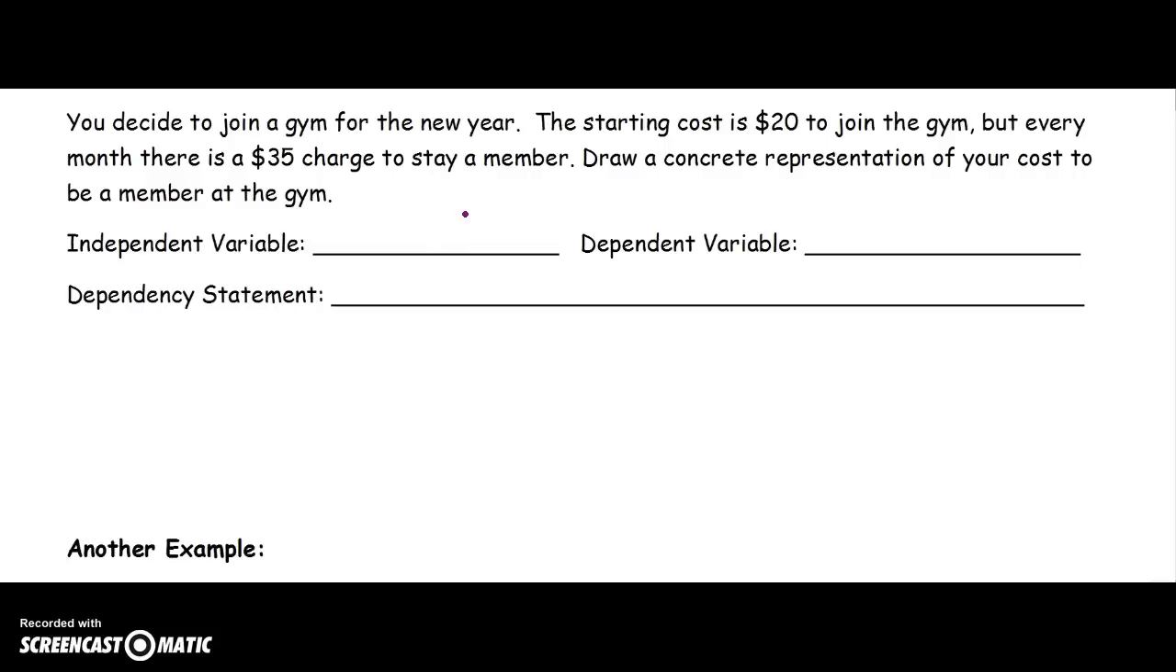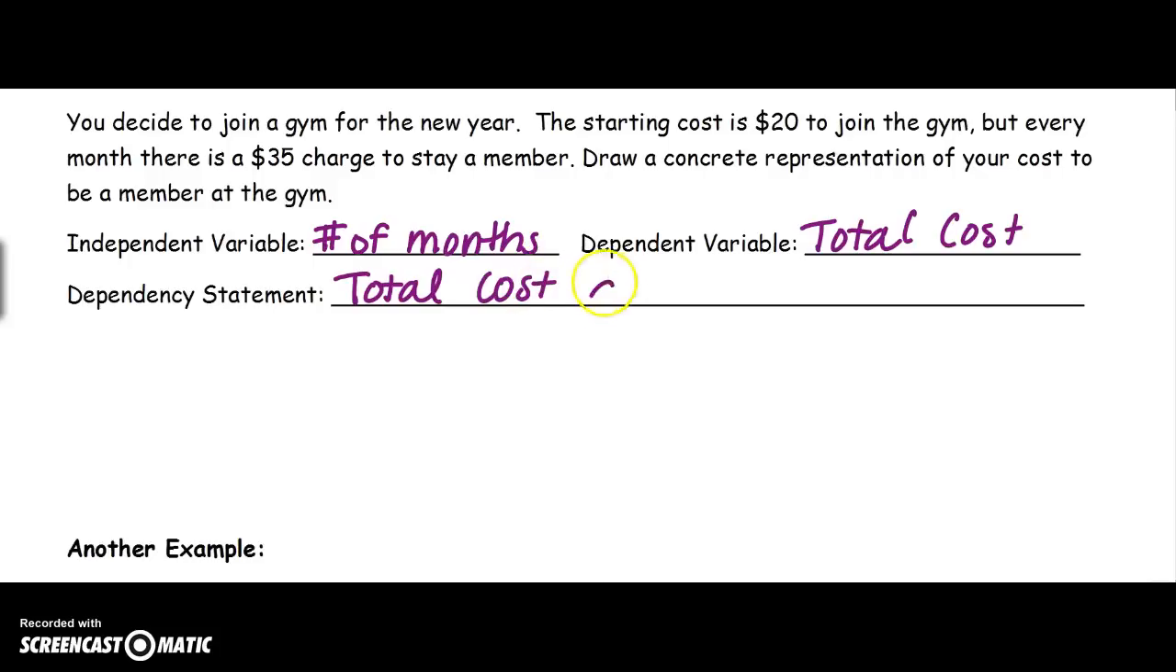The main thing that's happening is that you're being charged that $35 a month. So the dependent variable is what's going to be our total. So what we're looking for is our total cost of being a member at this gym. And we can't give a dollar amount when we're doing our independent and dependent variables. So we're going to say the number of months that we are a member. So our dependency statement is our total cost depends on the number of months we are a member.